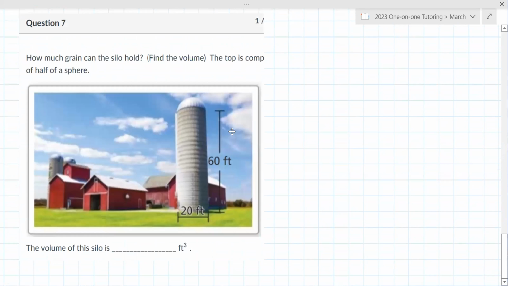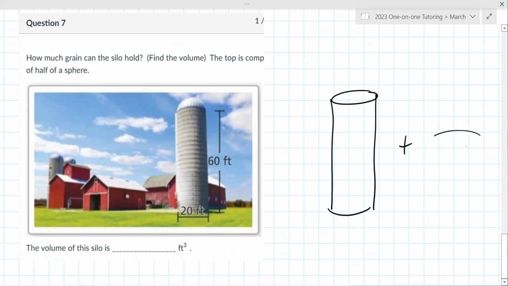We've got the volume of a silo. You're supposed to know that it's a cylinder plus the top half of a sphere, because it says the top half is the top half of a sphere. Would it be a relevant half sphere? Yes, it says half of a sphere, hemisphere.